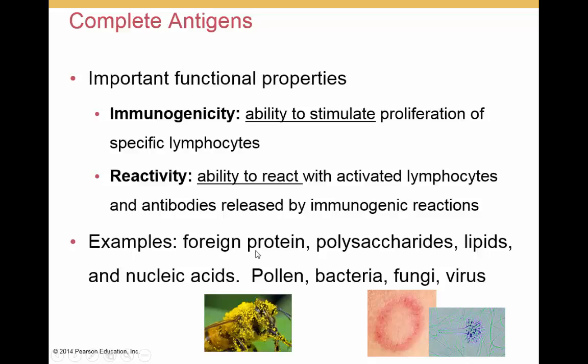Things like this would be foreign proteins, some polysaccharides, some carbs on the cell surface of a bacteria that don't look like anything we make, certain fats, some lipid structures, nucleic acids that don't belong in sequence in our DNA, pollen causing an allergic reaction. It's an antigen. Bacteria, definitely. Fungus, these cute little fungi causing ringworm here. It's actually not a worm, it's fungus. And yes, even viral particles are recognized as complete antigens. They will activate T cells, B cells, things of that nature. So complete antigens can do it all by themselves, kick off our immune system.